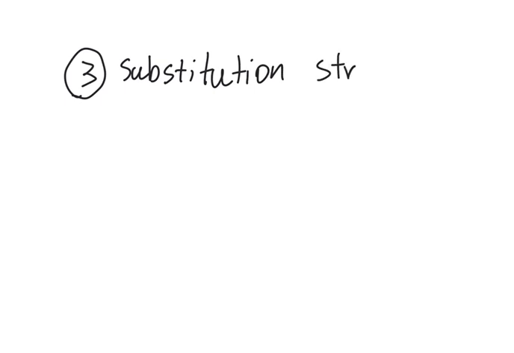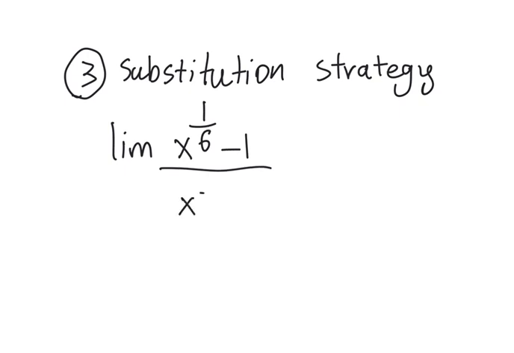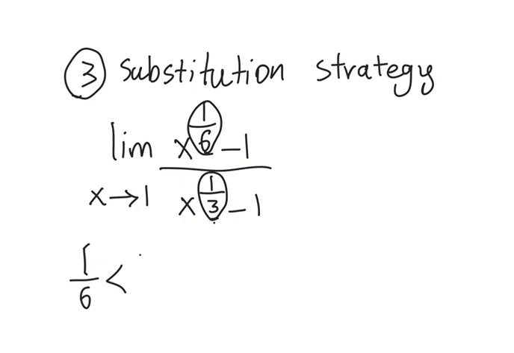Sometimes we have a rational exponent. In this case, we use the substitution strategy, and in some textbooks it is called change of variable. Let's see the example. Limit of x to the power of 1 over 6 minus 1 over x to the power of 1 over 3 minus 1 as x goes to 1. As you see, we have a rational exponent. How can we make it easier, how can we solve this question? You just change variable. 1 over 6 is less than 1 over 3.